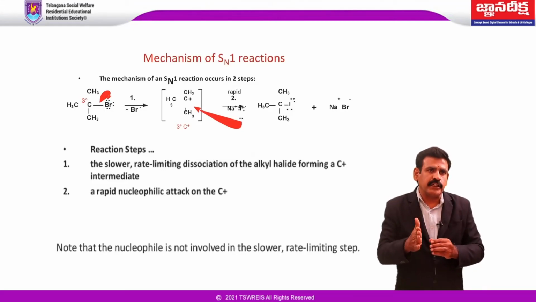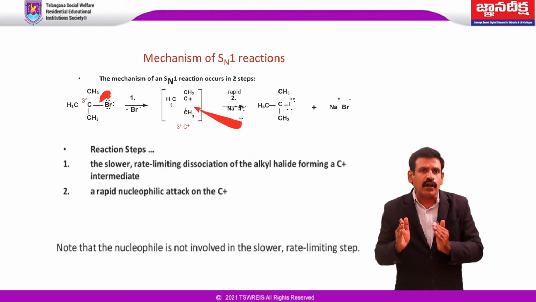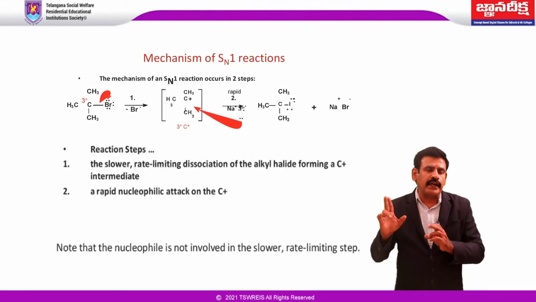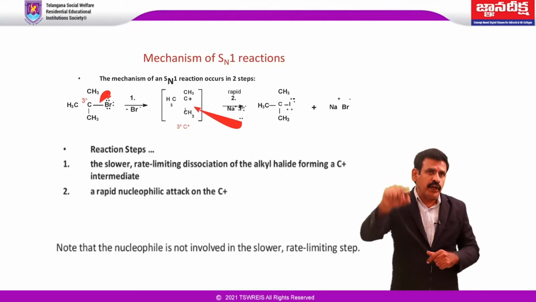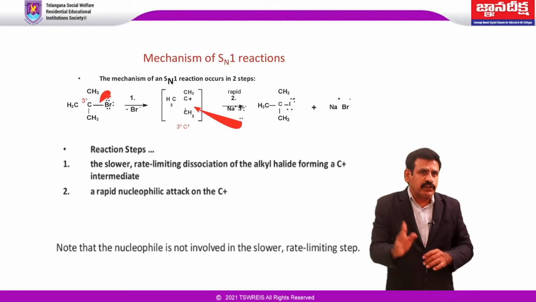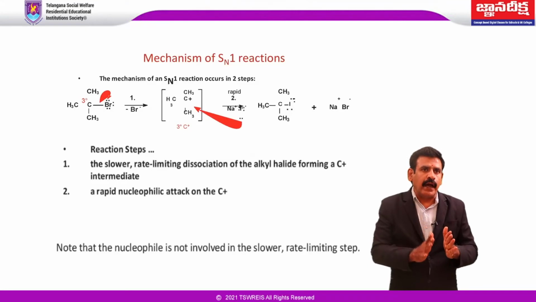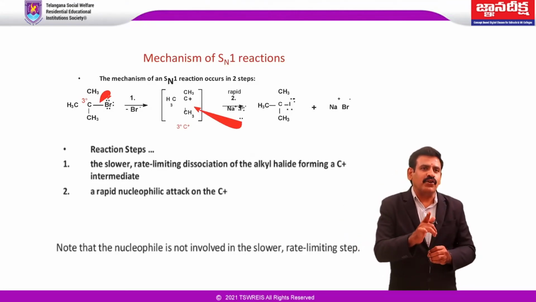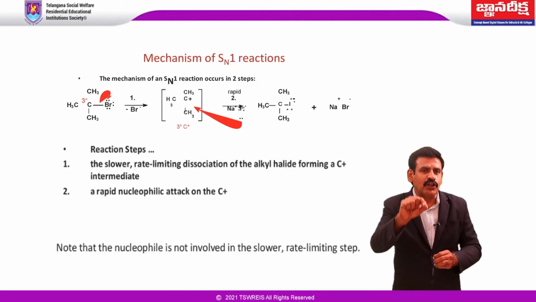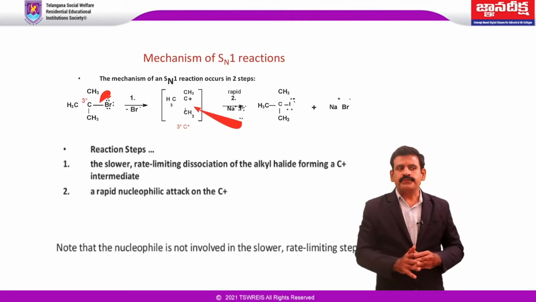See here the reaction steps: the slower, rate limiting dissociation of the alkyl halide forming the carbocation intermediate. So that is the rate determining step, the slowest step. In the slowest step only the alkyl halide participates. That's why it is a unimolecular substitution reaction. Then a rapid nucleophile attack on the carbocation in the next step. So note that here the nucleophile is not involved in the slower or rate limiting step, the rate determining step.